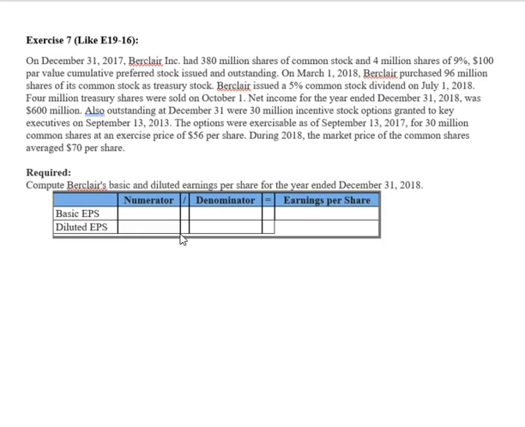So let's read through this problem. It's got a lot of information, and we're going to first do our basic earnings per share because we all know how to do that one. And then we're going to look at how to do our diluted earnings per share.